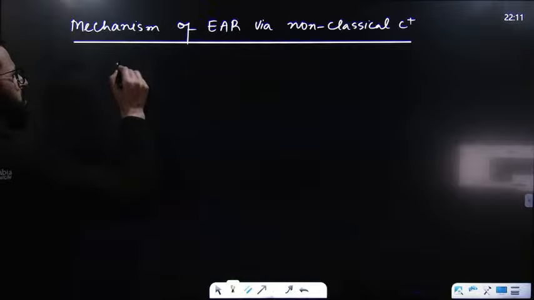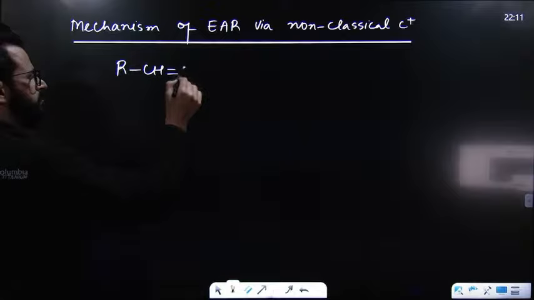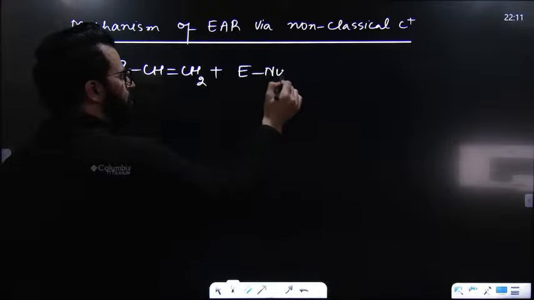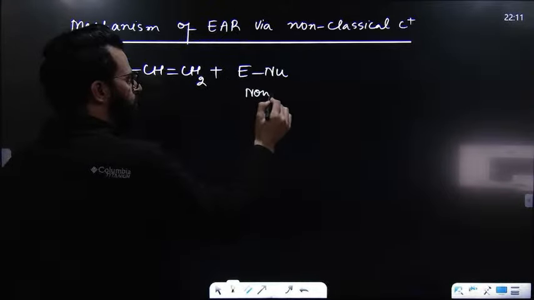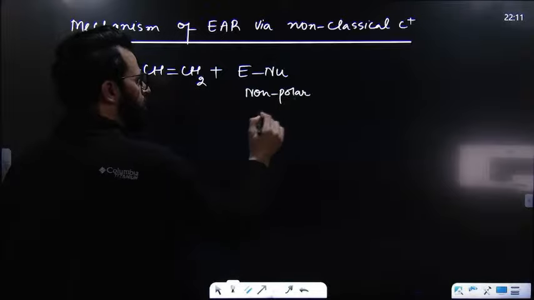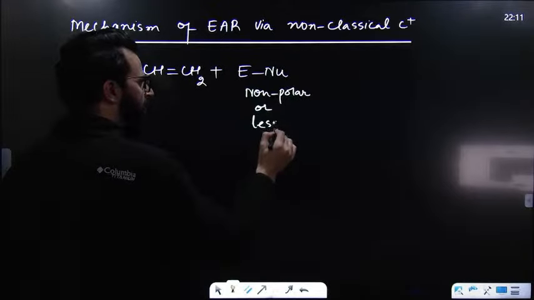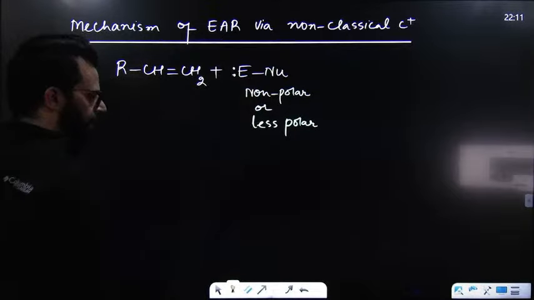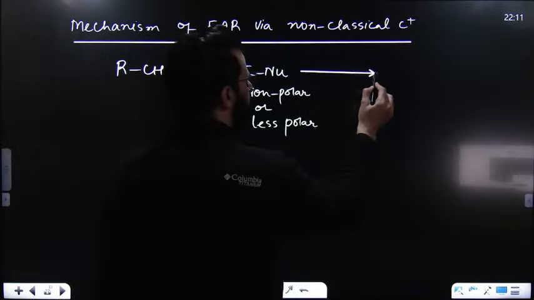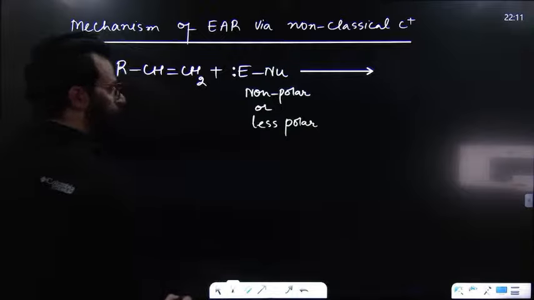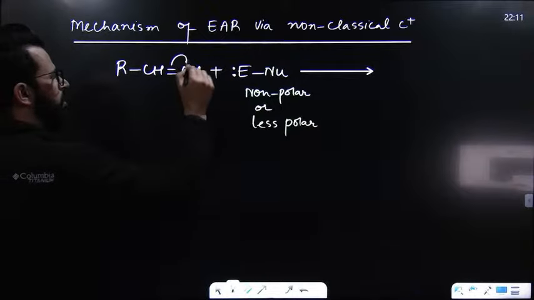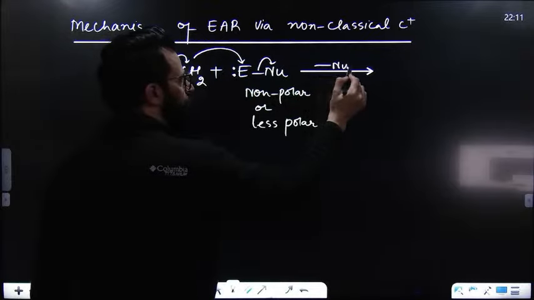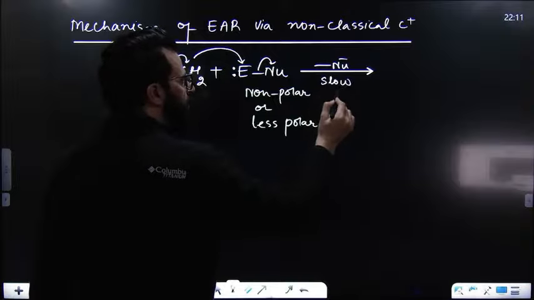Now, this is an unsymmetrical reagent. If we react it with a reagent which is either non-polar or less polar, and remember, this electrophilic site must have a lone pair over here, then the reaction will take place via non-classical carbocation. How? Have a look. It will attack over this, and the nucleophile will be lost. So this is the slowest step, hence the rate determining step of the reaction.